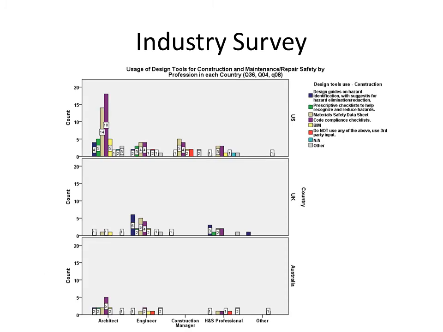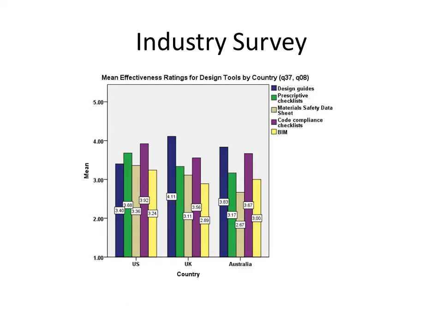This graph shows the frequency of design tools used in the consideration of construction and maintenance safety issues. In the US, there are no industry standard tools, but the most responses across all professions were material safety data sheets and code compliance checklists. Respondents from the UK picked design guides most frequently for the engineering profession and health and safety professionals. The other professions didn't have enough respondents. In Australia, similar in terms of the sample size, the architects, though being the largest group, showed that code compliance checklists were the most popular choice.